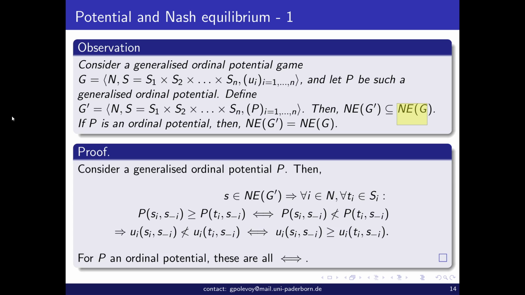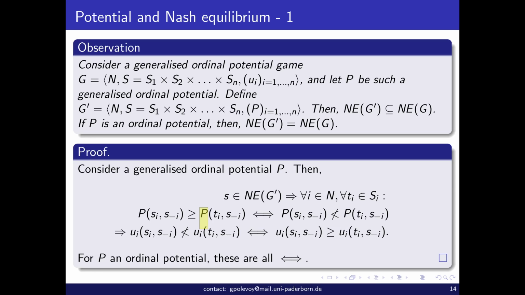Consider a generalized ordinal potential. Now, something is a Nash equilibrium in the new game. What does it mean by the definition? It means that for every player I and for every possible T_I, it's at least as good for player I to play her strategy S_I, her role in the equilibrium S, as it is to play T_I, when the rest keep playing S minus I. And we're talking about G prime, so we're talking about as good in terms of the new utility function, which is the potential by definition of G prime.